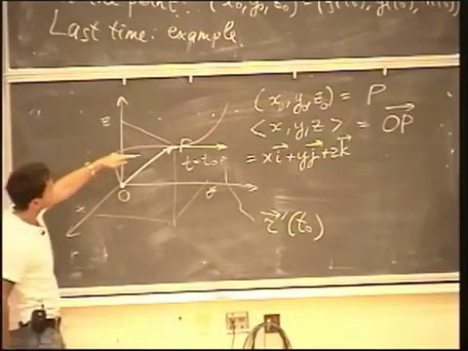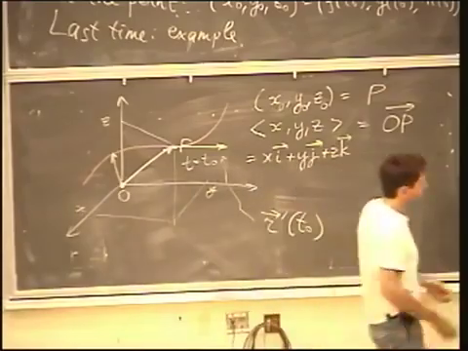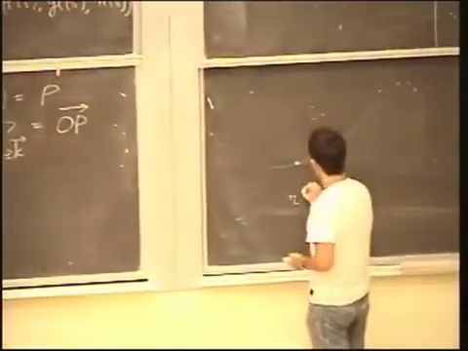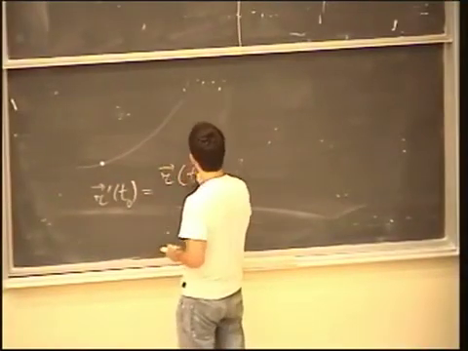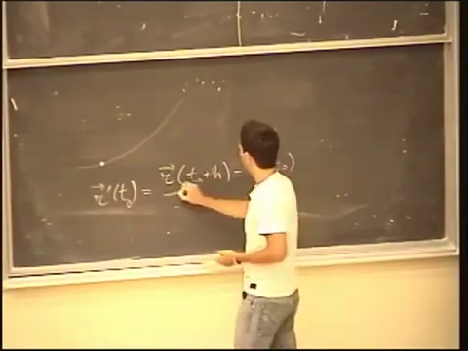Why does the derivative give you a tangent vector? Well, that should be clear from what we discussed before. Because what is the derivative? The derivative, by definition, is obtained as follows. The derivative at t0 is the value at t0 plus some small number, let's call it h, minus r at t0, divided by h.